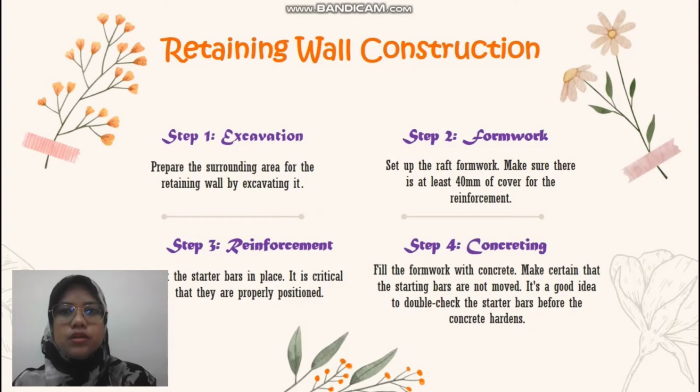Okay, retaining wall construction, we have six steps. The first one is excavation, which is to prepare the surrounding area for the retaining wall by excavating it. Step 2, formwork. Set up the rough formwork. Make sure there is at least 14 millimeters of cover for the reinforcement. Step 3, reinforcement. Set the starter bars in place. It's critical that they are properly positioned. Step 4, concreting. When filling the formwork with concrete, make certain that the starter bars are not moved. It's a good idea to double check the starter bars before the concrete hardens.